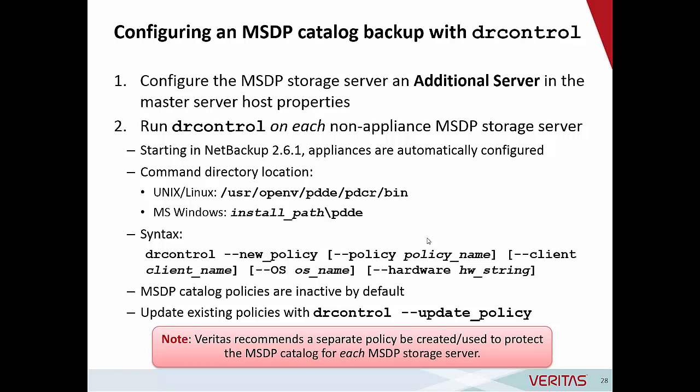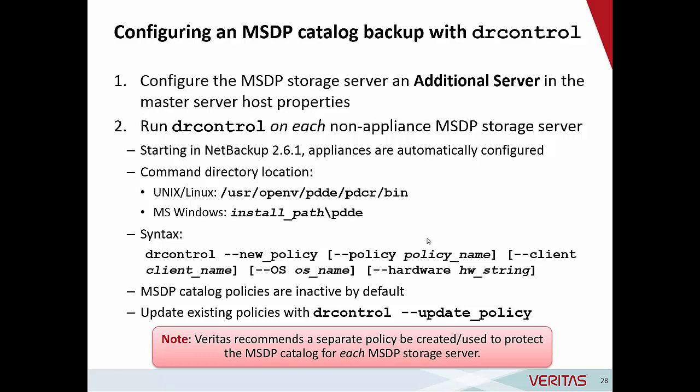This slide outlines the steps to create an MSDP catalog backup using the DR control utility. First thing is to configure the MSDP storage server as an additional server in the master server host properties. This gives it the required permission to execute the command. Then on each non-appliance MSDP storage server, we're going to run DR control. We don't need to do this for appliances because it's already been done on appliances. These MSDP catalog backup policies already exist. They're inactive, but they're there.